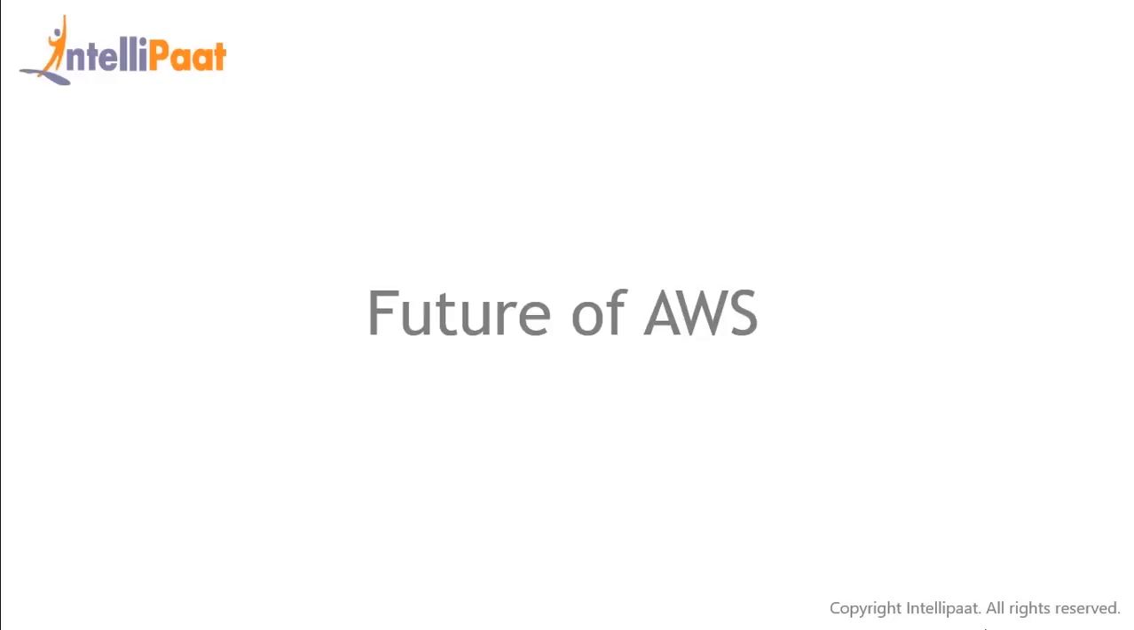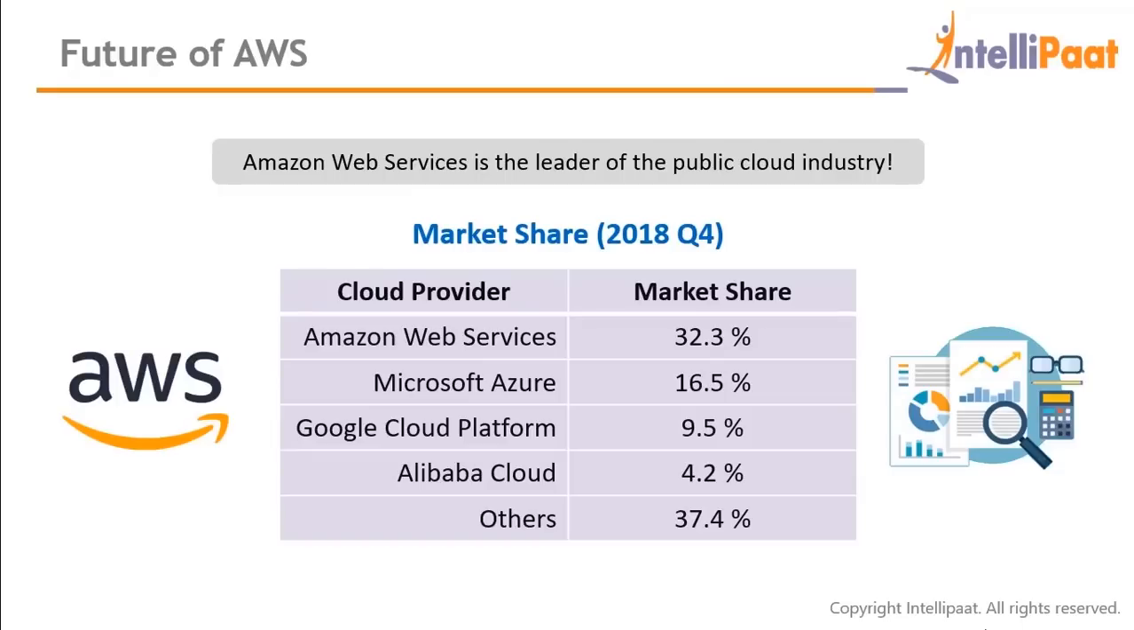So what is going to be the future scope and the job trends of AWS? Let us see. In the market share of 2018's quarter 4, the last 3 months of 2018, Amazon Web Services had 32.3% of the cloud computing share, and Microsoft Azure comes second with 16.5%, which is almost half of Amazon Web Services, and then Google Cloud Platform, and then Alibaba Cloud, and after that come other cloud providers like IBM Cloud, VMware, and Salesforce.